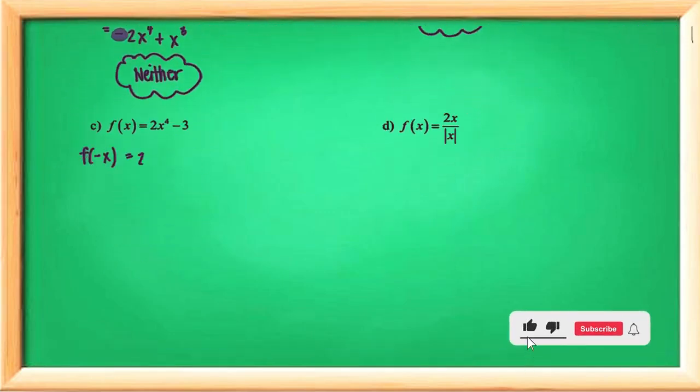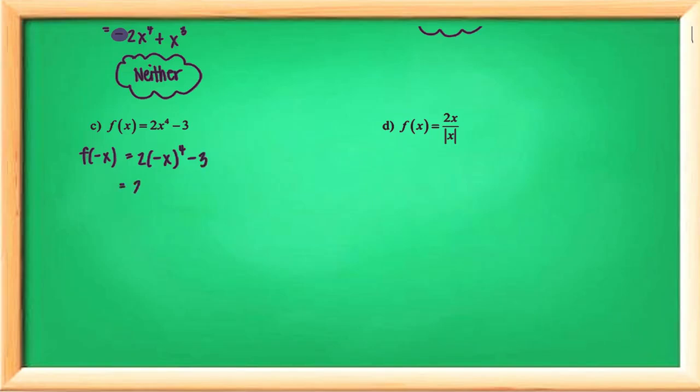F of x equals 2x to the fourth minus 3. So again, you just replace x with negative x. So I have 2 times negative x to the fourth minus 3. Again, the exponent's even, so this is going to simplify to positive 2x to the fourth minus 3. Now, compare this result with the original f of x, what you started with. They're exactly the same, right? This is f of x. So by definition, what does that tell me? Yes, this function's even.